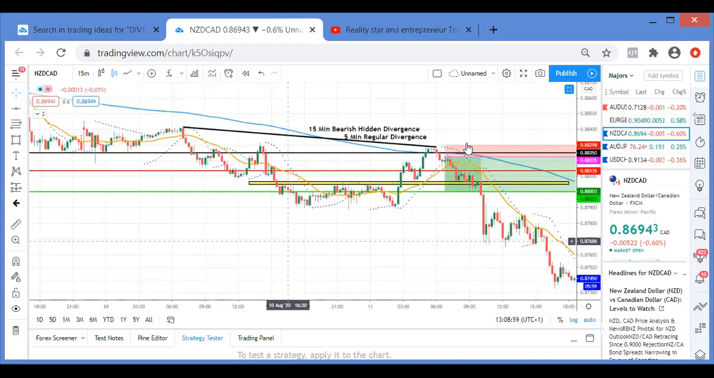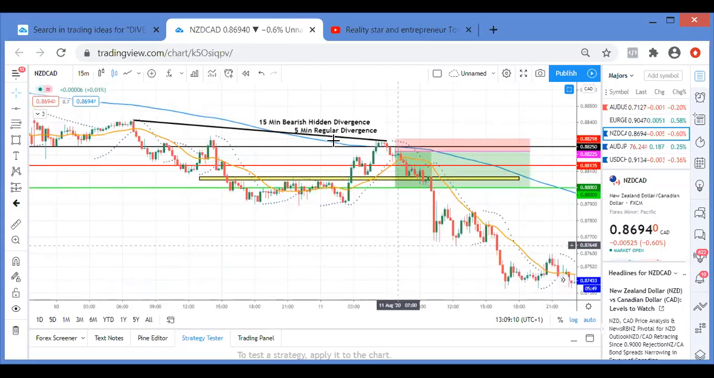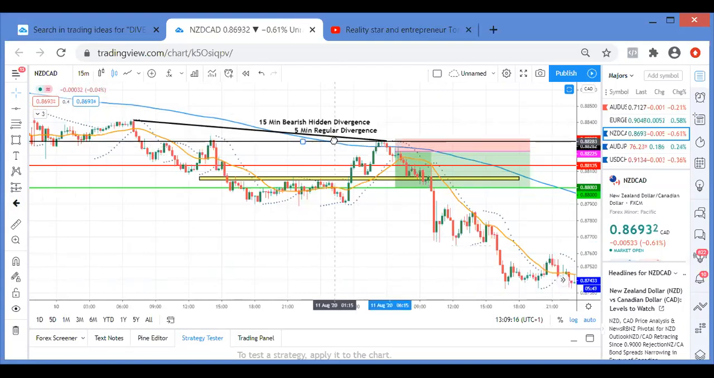This low here was in and around the 200. But because it came a bit above the 200, I was a bit skeptical. So what I did was I got this line, and I put this line on top here.